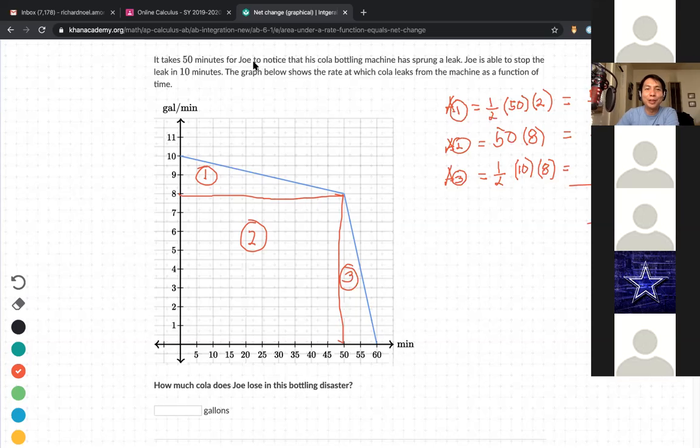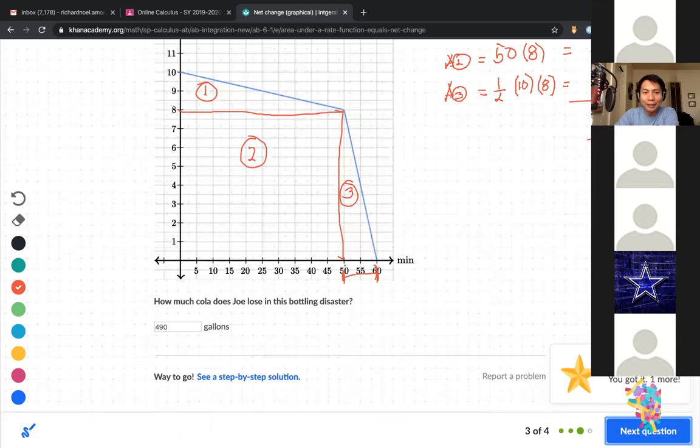So it takes 50 minutes for Joe to notice that his cola bottling machine has sprung a leak. So Joe is able to stop the leak in 10 minutes. If you notice, this is where Joe was able to stop the leak. The graph below shows the rate at which cola leaks from the machine as a function of time. So therefore, she lost a total of about 490 gallons. Okay.